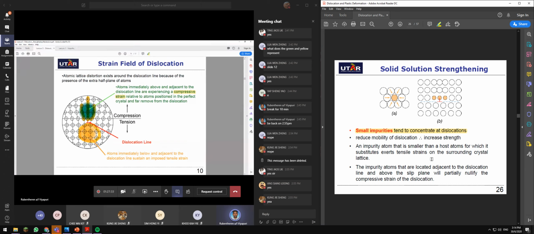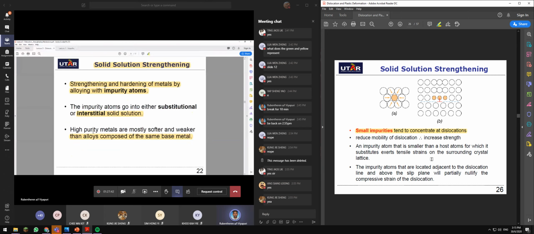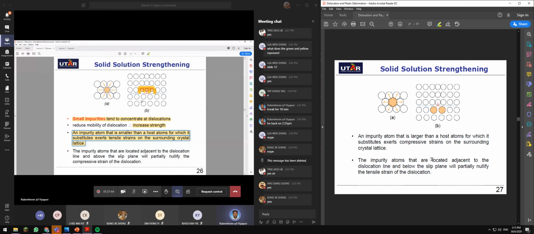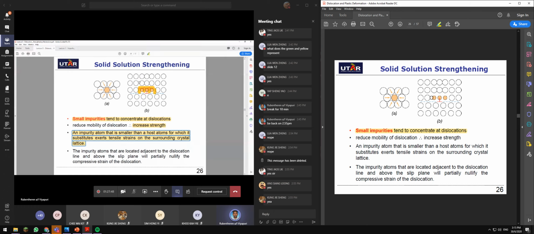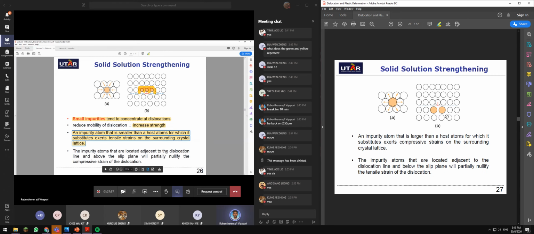Because you have an extra atom, it is compressive. You don't have an extra atom, it is tensile. Lots of spaces. You go here, lots of spaces because of smaller atoms. When you compare to the host atom, it is exerting tensile strain. Therefore, the impurity atoms that are located adjacent to the dislocation line and above the slip plane will partially nullify the compressive strain of the dislocation.